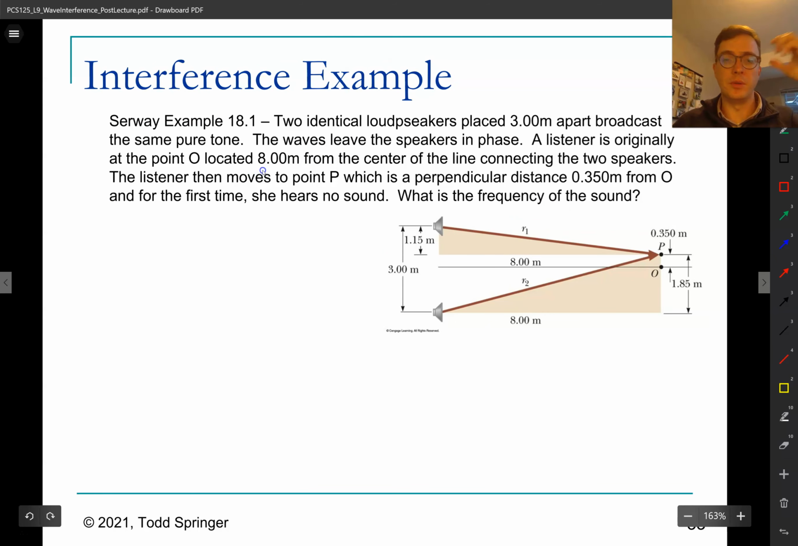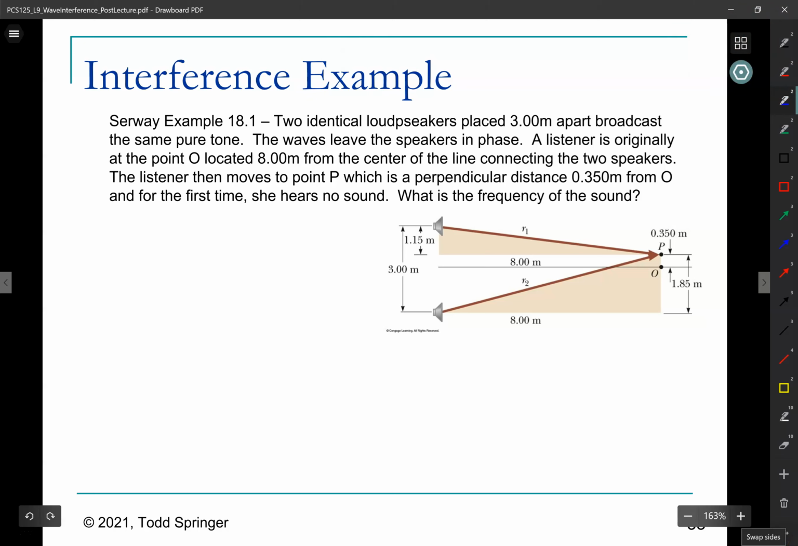Let's try to end with this example. It's basically an example involving that exact situation of two speakers placed 3 meters apart, broadcasting the same tone. The waves leave the speakers in phase. A listener is originally located at point O, located 8 meters from the center line. The listener then moves to point P, so upwards to this point P, which is a perpendicular distance 0.350 meters from O. And for the first time, she hears no sound. What is the frequency of the sound? Go ahead and pause the video and get started, and maybe you can try to work this problem out yourself. Then we'll do it together.